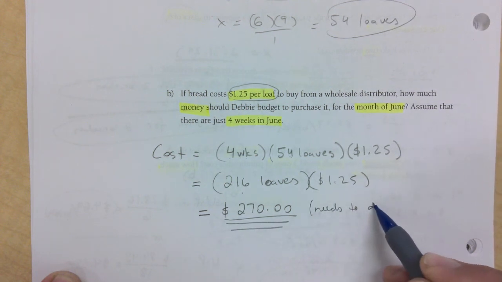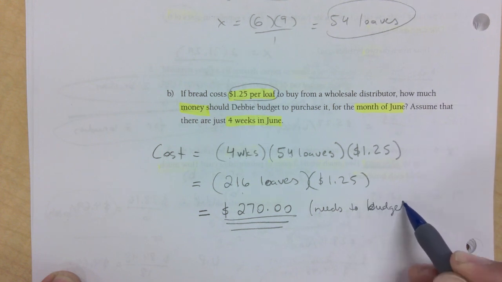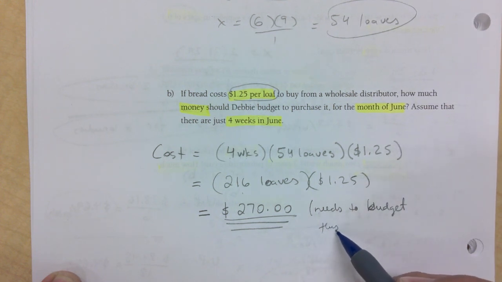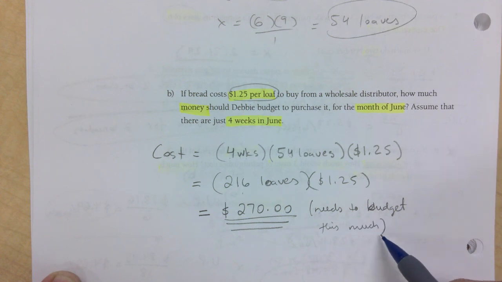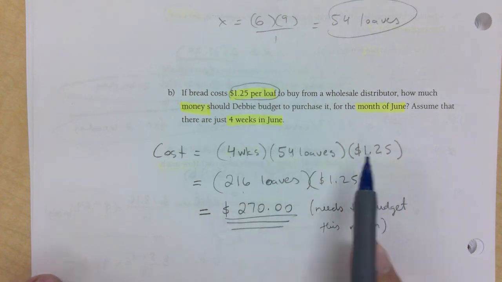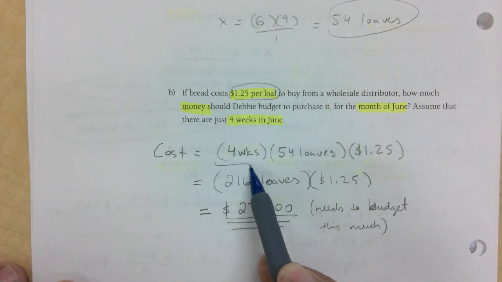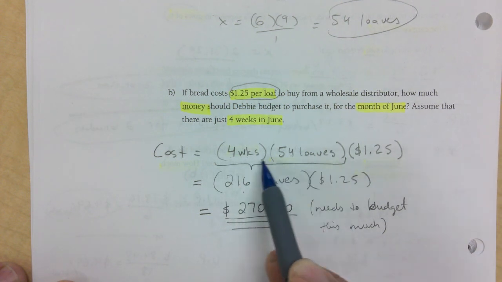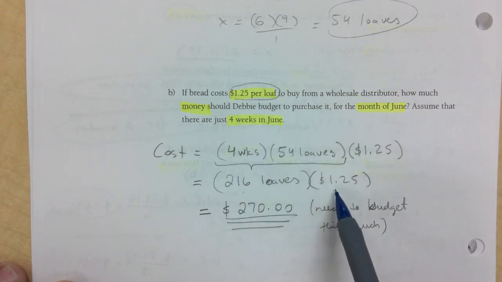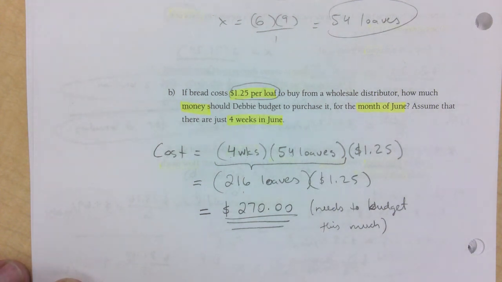Debbie needs to budget this much. So yes, there are different ways. If you wanted to first find out how many loaves do I need for June, okay, well, 4 times 54. Then determine the cost. That's fine. Essentially, the 4 times 54 gave me the 216 loaves, and this is the cost per loaf, and then you get it that way.